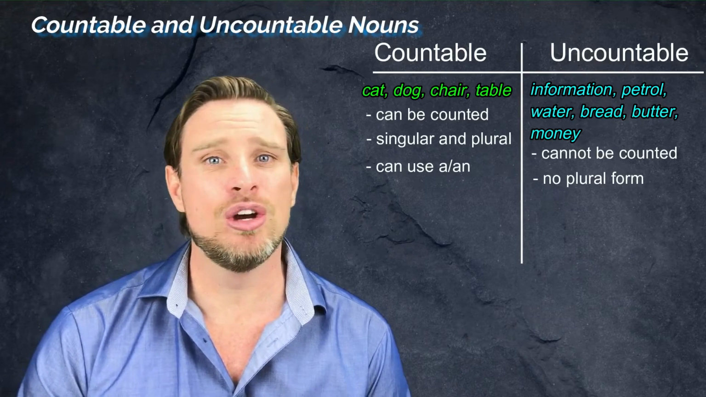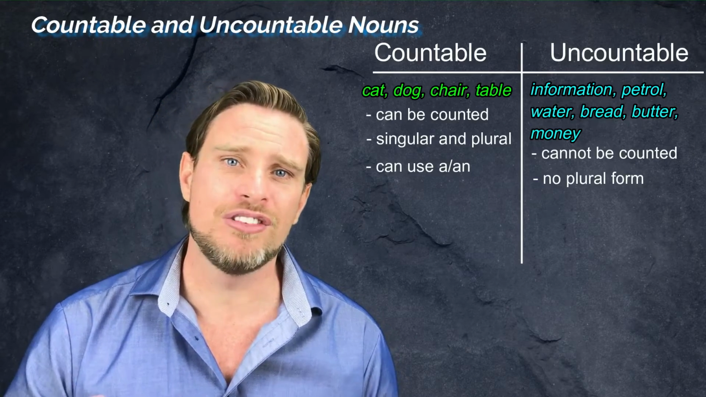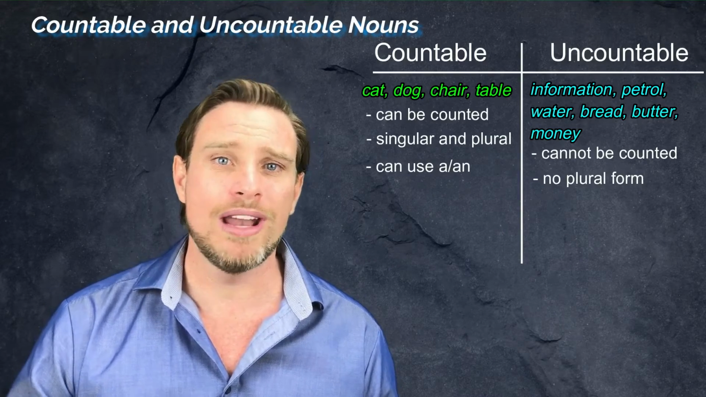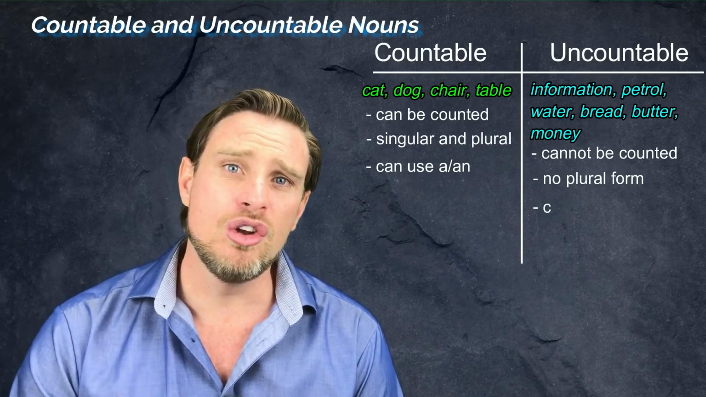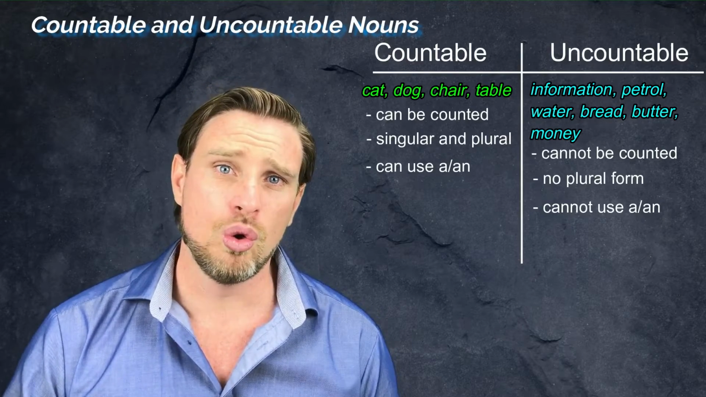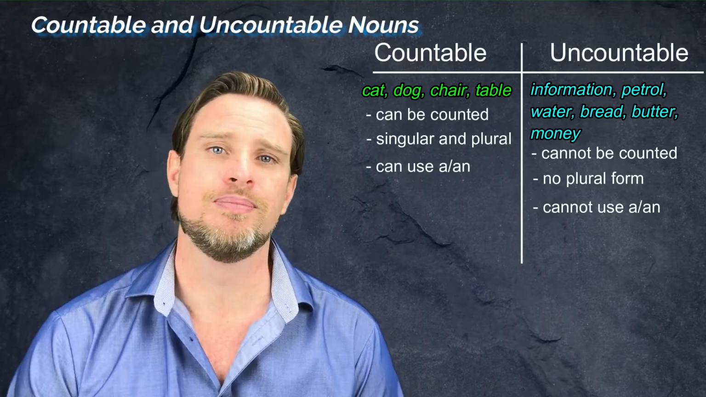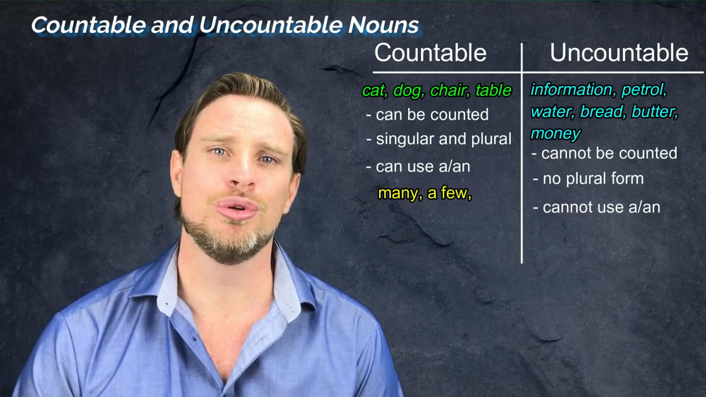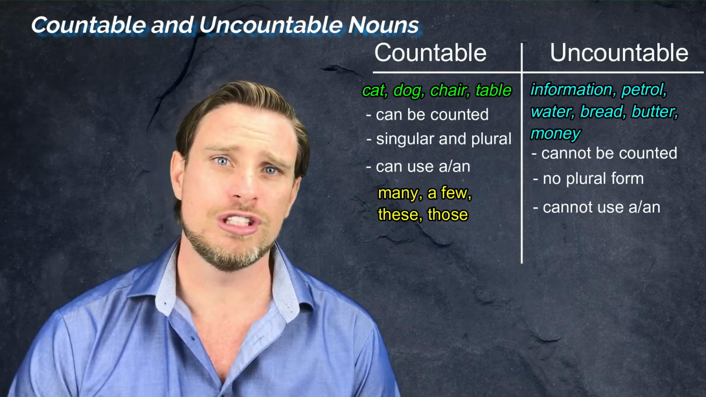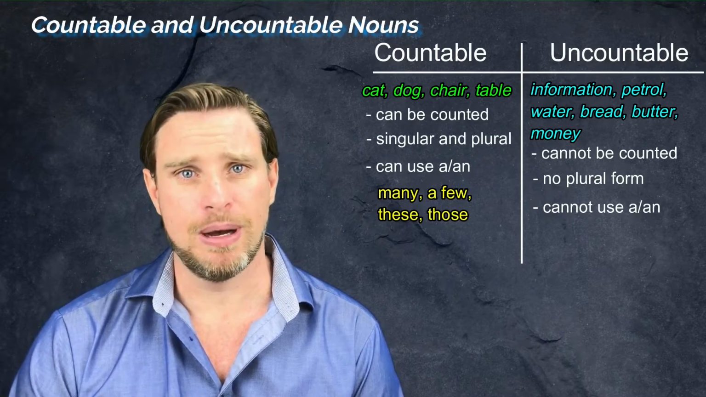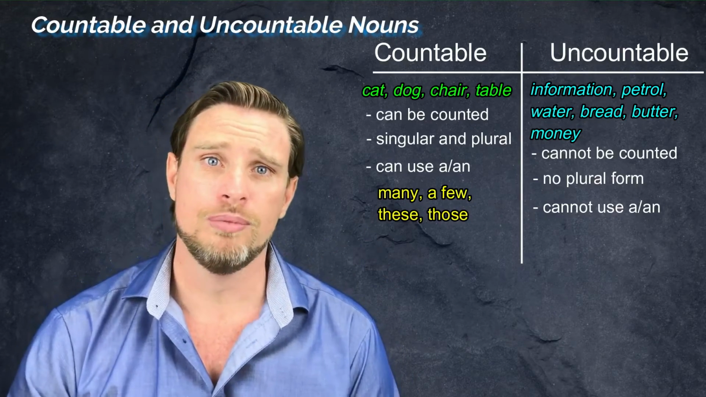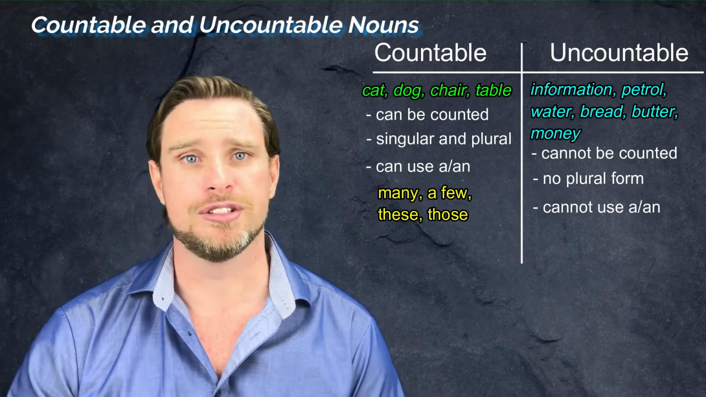This is because a or an mean one. So we are counting when we say a dog, an apple. We are saying 1 dog, 1 apple. This means that we cannot use a or an with uncountable nouns. We can also use the quantifiers and determiners, many, a few, these and those, with the plural form. For example, there were many dogs at the park. These books are heavy. Those tables are old. And I need a few chairs.